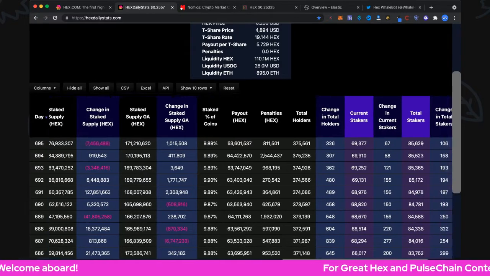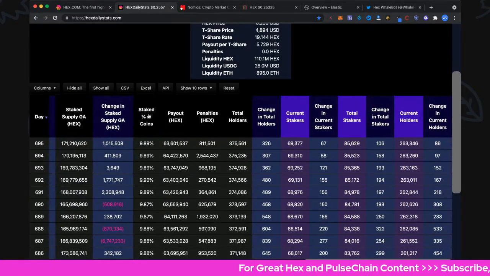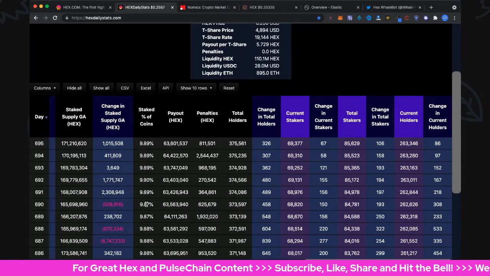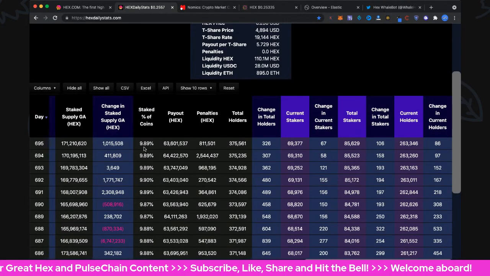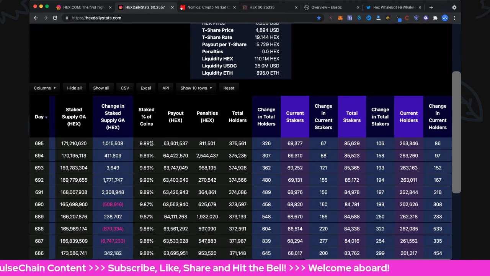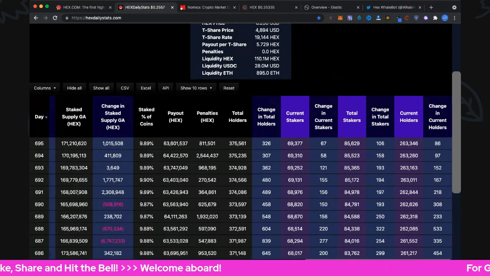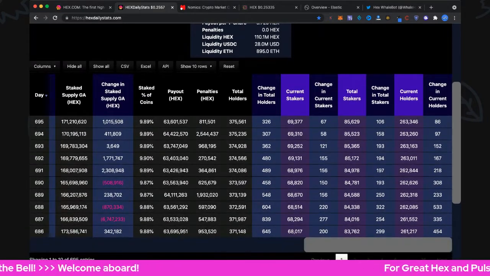Let's jump past the GA numbers and go straight to our headline number of stake percentage, 9.89. So near all-time highs. The highest one we've had in the last day is 9.9. It's actually pretty high. We used to be down like 9.5, something like that. Now we can actually go back in time on here. Of course, we're just showing the last 10 days, but we've got all 695 days showing on this table.